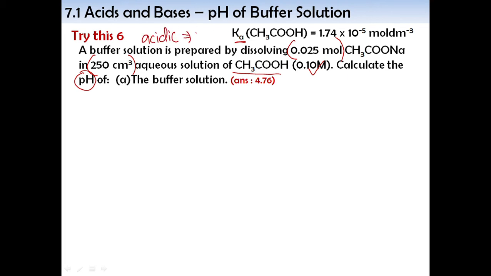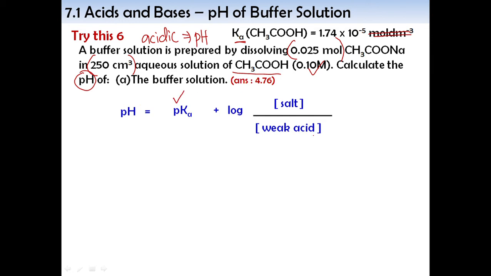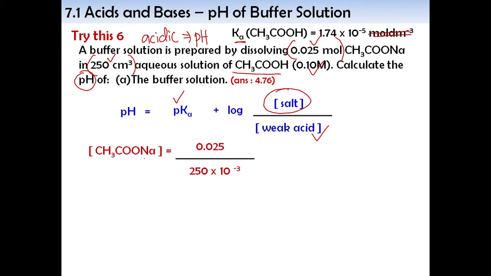Jadi bolehlah terus kira pH by using Henderson-Hasselbalch equation. Sorry, Ka dia tak ada unit, so tolong potong yang ni, okay? Jadi sekarang kita boleh substitute into the formula. So I have pKa and weak acid pun ada concentration, tapi the salt you don't have the concentration yet. Awak ada mole, awak ada volume. So concentration is mole over volume. So boleh cari concentration for CH3COONa first. Don't forget you have to change the volume into liter.